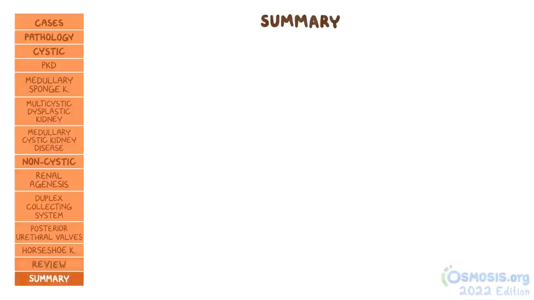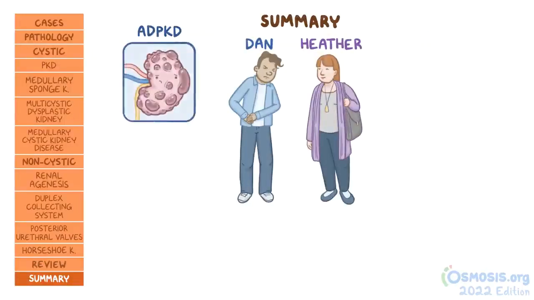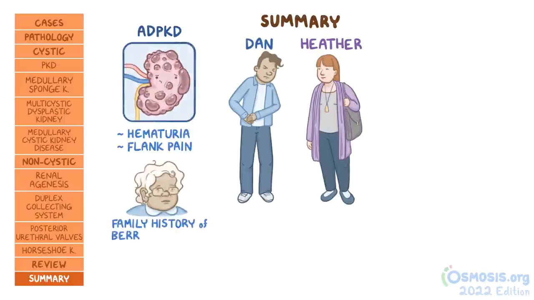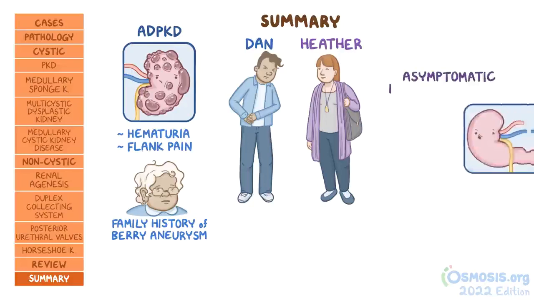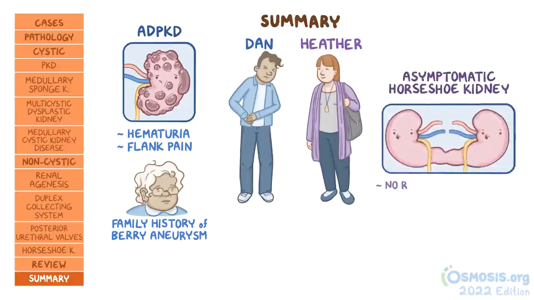Coming back to our cases, Dan has ADPKD and the cysts in his kidneys are causing the hematuria and flank pain. Another clue is that Dan also has a family history of berry aneurysms, which is common with ADPKD. Regarding Heather, she has an asymptomatic horseshoe kidney, which does not need regular reevaluation, but she's more likely to develop kidney stones and UTIs.